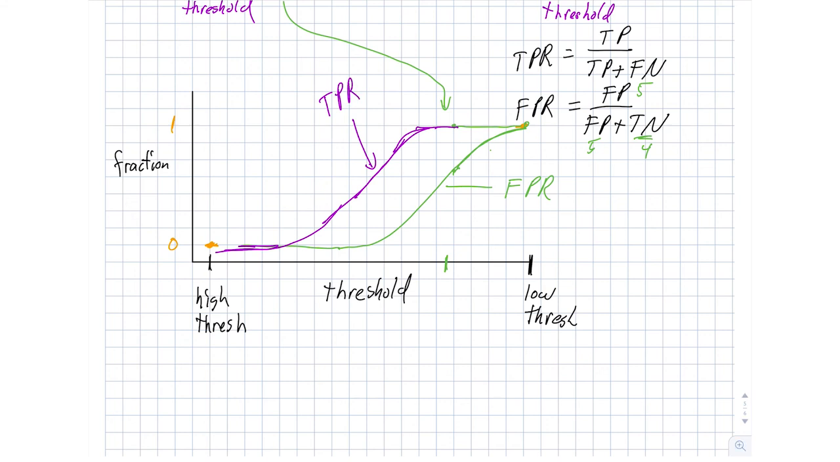So staring at this picture, one way to make a choice about what the appropriate threshold is, is to look at the difference between the TPR and the FPR. I could, for example, choose a threshold at this point here, but although I'm going to be labeling the positives correctly, I'm going to be also labeling a whole bunch of the negatives incorrectly. So this is really not a good choice.